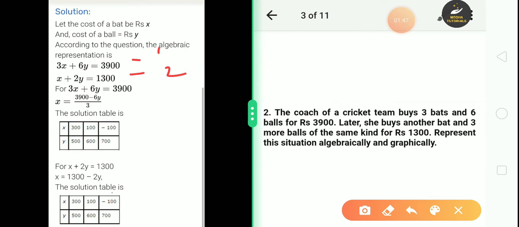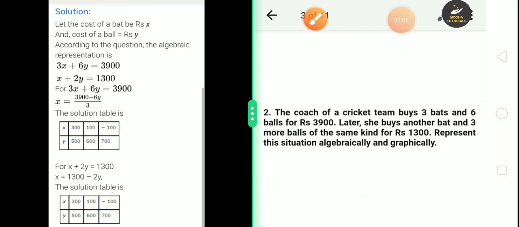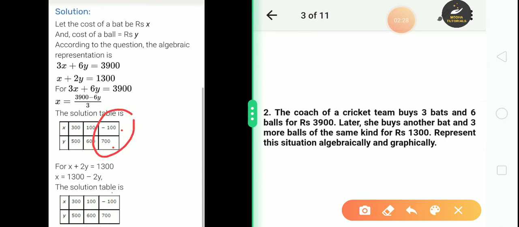Then assume y is equal to 600. So 6 into 600 is 3600. 3900 minus 3600 is 300 and 300 upon 3 is 100. So when y is equal to 600, we are getting x is equal to 100. Now consider y is equal to 700. So 6 into 700 is 4200. So 3900 minus 4200 is minus 300 and minus 300 upon 3 is minus 100. So when we are considering y is equal to 700, we are getting x is equal to minus 100.